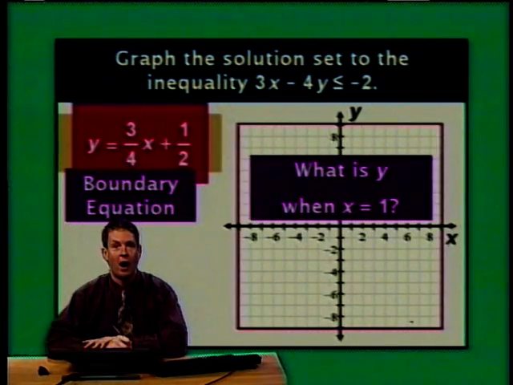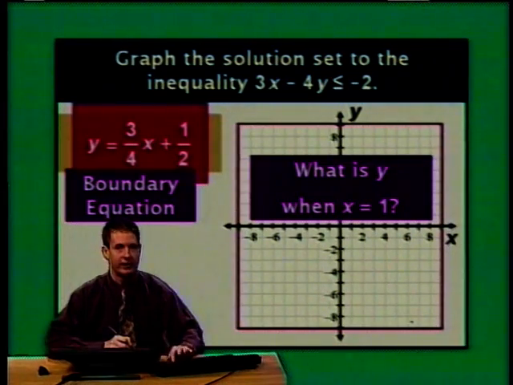What is y when x is 1? y is 3/4 plus 1/2. Even if I don't know what 3/4 plus 1/2 is, I do know it's not an integer, so I don't want to plot that point.